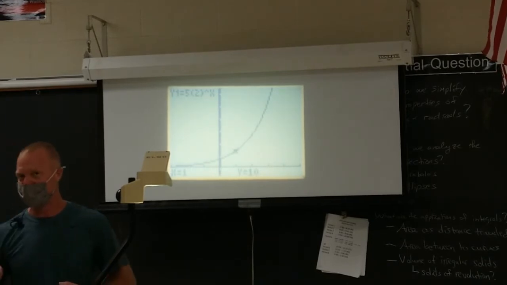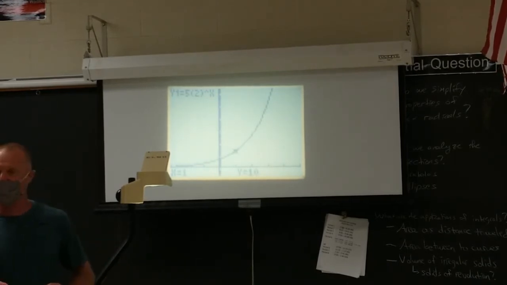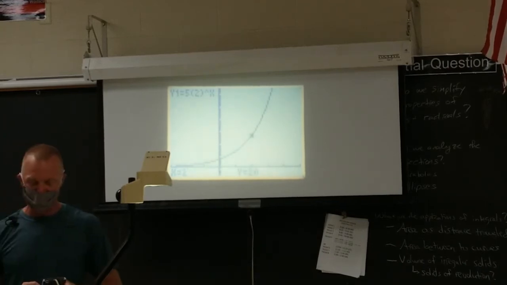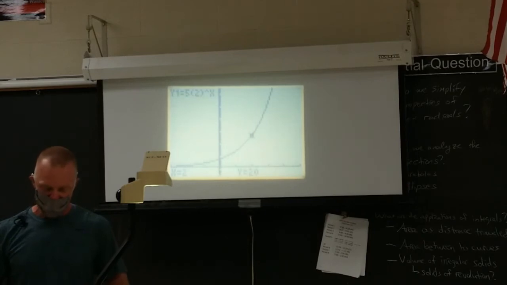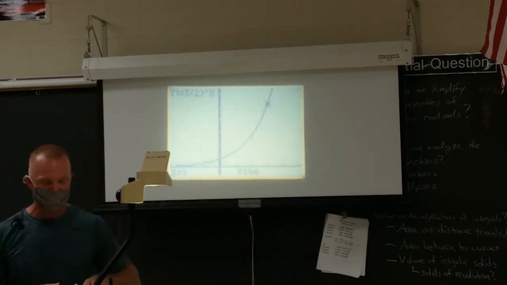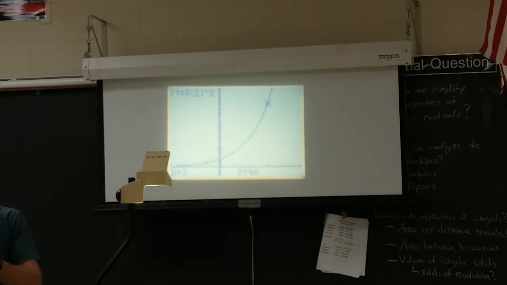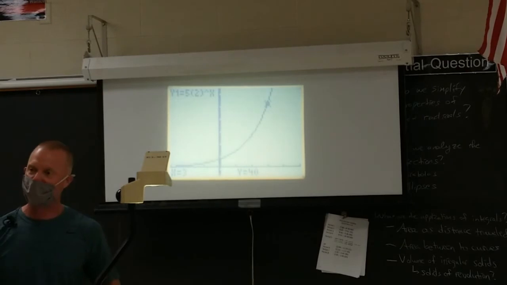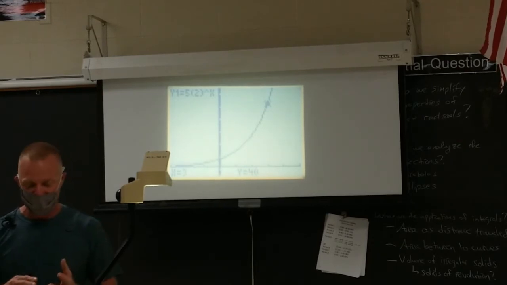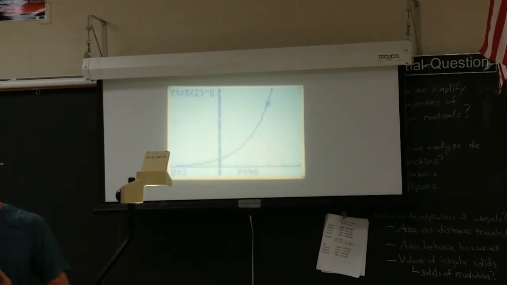Now, look at some other points with me along here, like maybe the point that goes with 1. It's not random because when I go to 1, I see that the y value is now 10. When I go to 2, I see that the y value is 20. When I go to 3, the y value is 40. How good is your memory from the last 10 seconds? We went from 5 to 10 to 20 to 40. Do you see what's happening with the numbers on this graph?